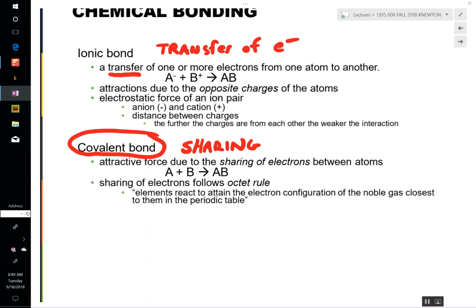For example, H2O is a covalent compound. It is held together by two covalent bonds, a hydrogen-oxygen covalent bond and another hydrogen-oxygen covalent bond. Hydrogen isn't an ion in water. Oxygen isn't an ion. They're sharing. So let's look at ionic.